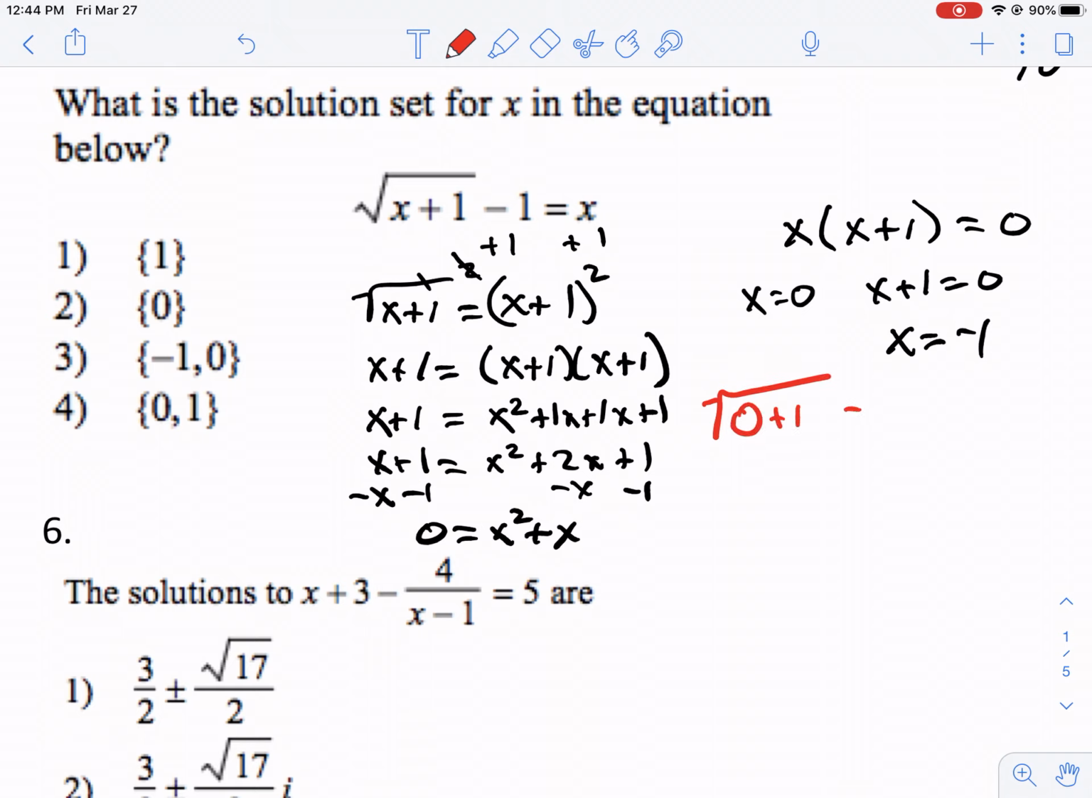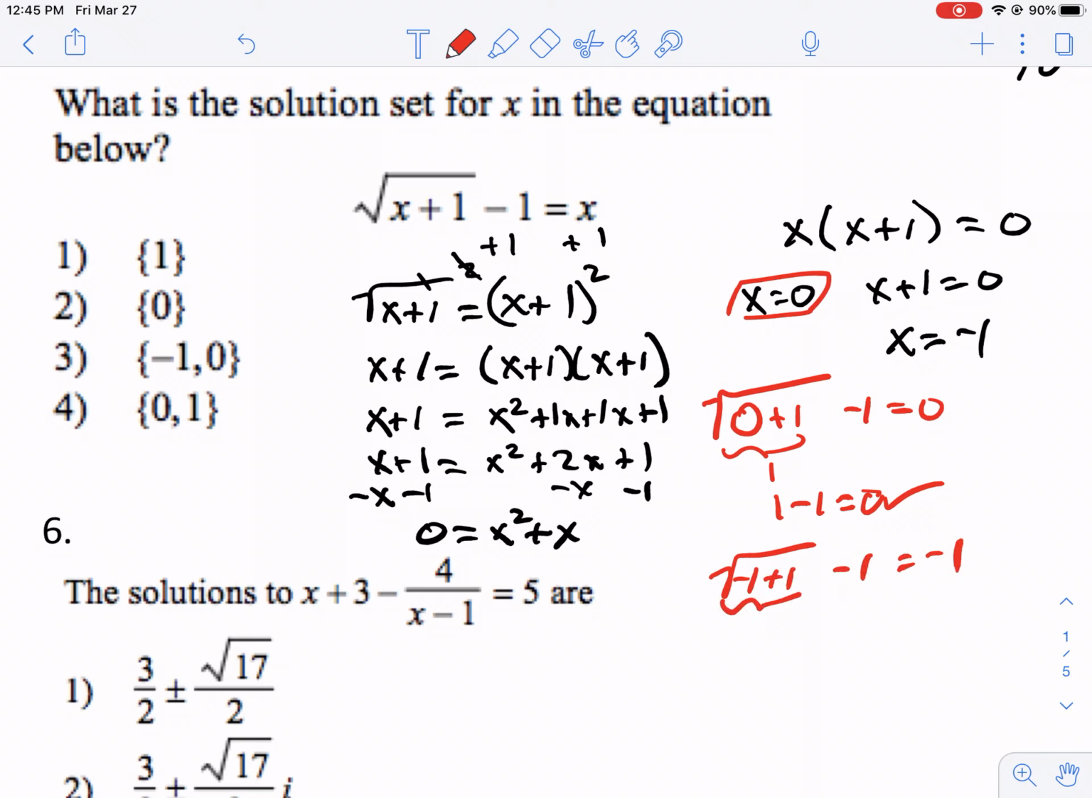Fill in the 0. 0 plus 1 is 1. Square root of 1 is 1. 1 minus 1 is in fact 0. So 0 is a good answer. If I plug in a negative 1, negative 1 plus 1 is 0. Square root of 0 is 0. Is 0 minus 1 equal to a negative 1? Yes, it is. So both answers are good. We're going to choose choice number 3.